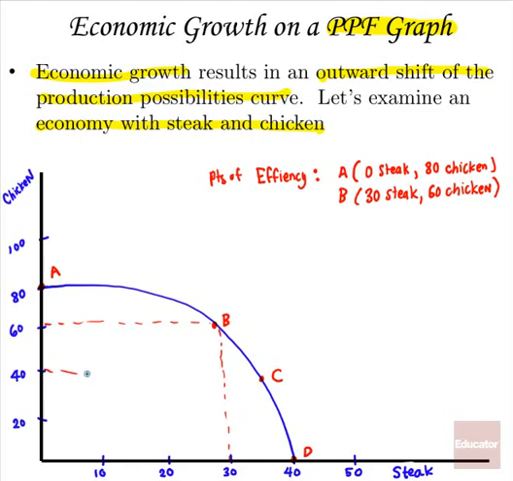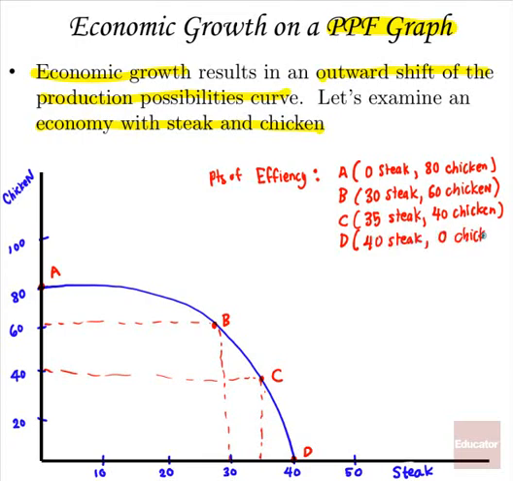And then point C is going to be 35 steak and 40 chicken. And then finally, point D, you have 40 steak and 0 chicken. So you see increasing opportunity cost right here. So this is what a production possibility graph exemplifies.